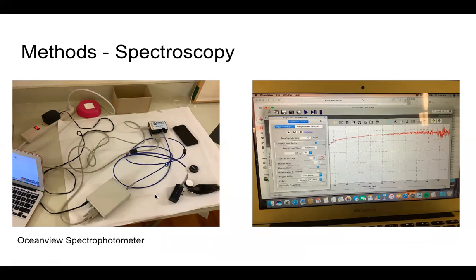On the left, you can see the setup for the Ocean View spectrophotometer. And what we do is we take our bird and we take this little pen device. And if you hold the pen device up to the bird, you can get a reading. And that reading is displayed on a graph as shown on the right. And we can tell the exact wavelengths that are being emitted and absorbed by the bird.